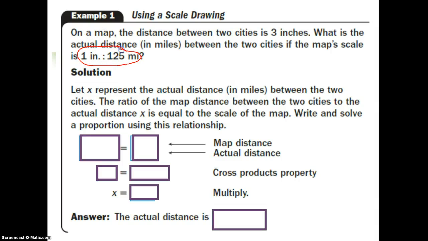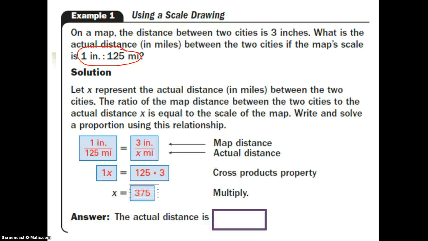Here is the scale, so let's put the scale down as a fraction. Okay, so that's how it relates to each other, since that's what they gave me for the scale. Now, inches is the map distance, where miles is the actual distance. So 3 inches will go in the numerator of my other ratio, and x miles we do not know. Use cross products. 125 times 3 is 375. So the actual distance is 375 miles.